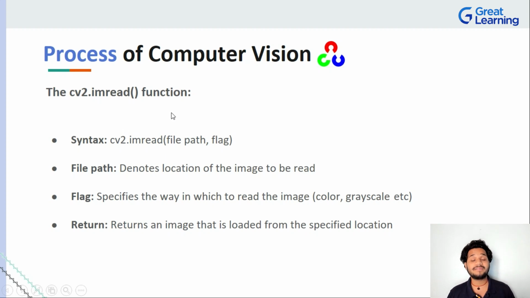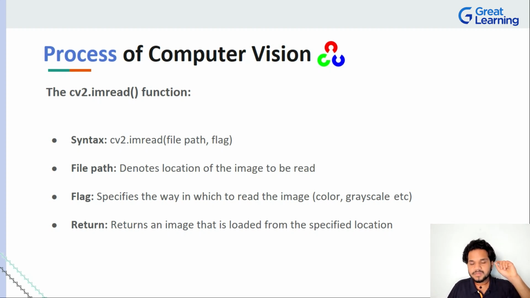So you are supposed to give an image to your computer here. Well, there are two parameters you have to take into account. One is the file path and the other one is the flag. File path basically tells you the location of where the file is so that your computer can go there and pick up these files. And flag basically specifies how you're supposed to read these images.